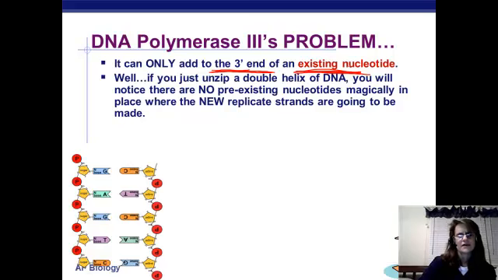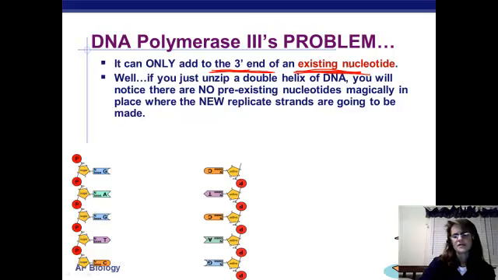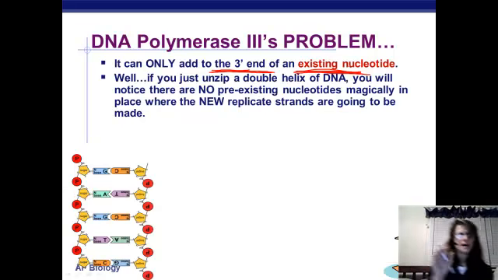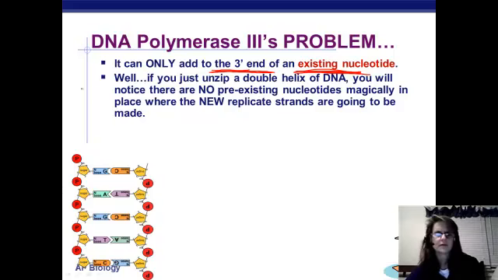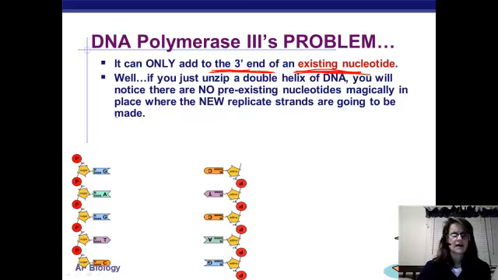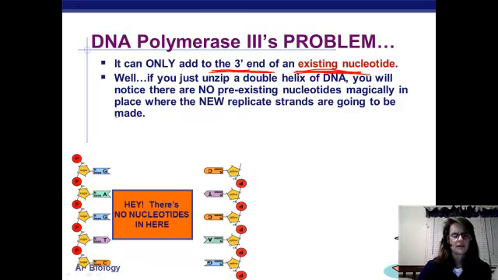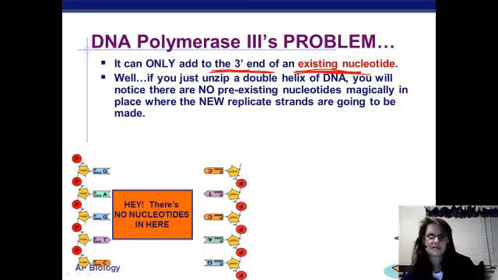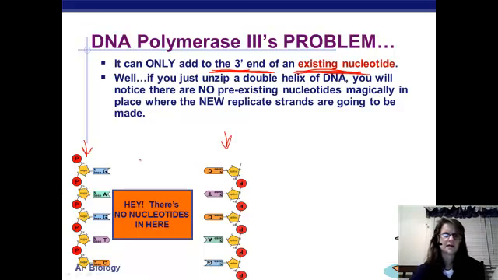Let's see if we can figure out why. Let's look at this. So there's our DNA. Let me back up a minute. There's your DNA molecule. Okay, so we're going to pretend that helicase has opened this up. So we've opened up the DNA. Okay, but look, there's no nucleotides in there where we have just opened it up. There's nucleotides running down this way and then this way, but there's no nucleotides anywhere in here.